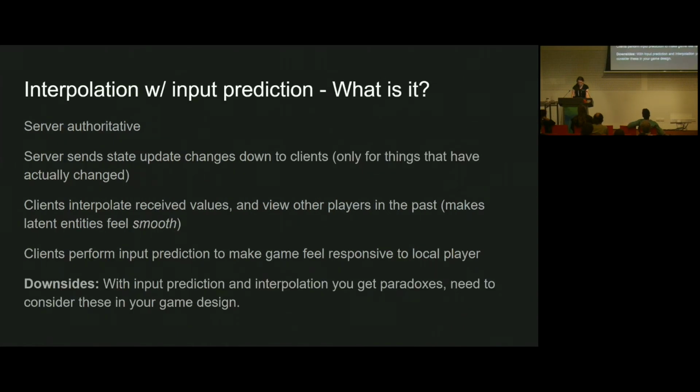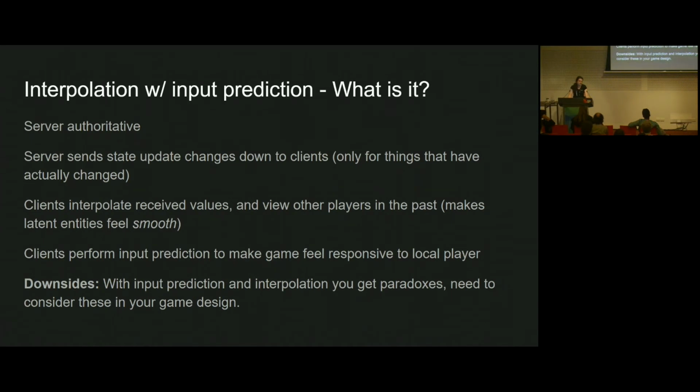So interpolation with input prediction, what is it? It's server authoritative. The server sends state update changes down to clients only for things that have actually changed. Clients interpolate the received values. You can imagine that you're rendering a game at 60 frames a second. You're not necessarily sending packets 60 times a second, because that would use a lot of bandwidth. You want to send them at a slower rate.